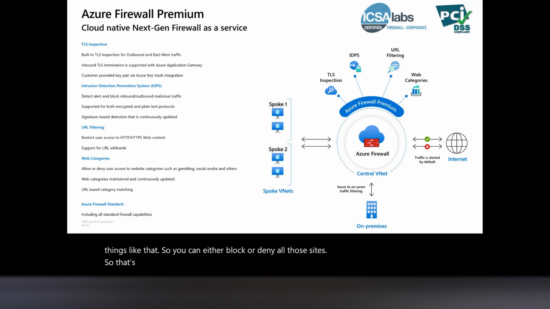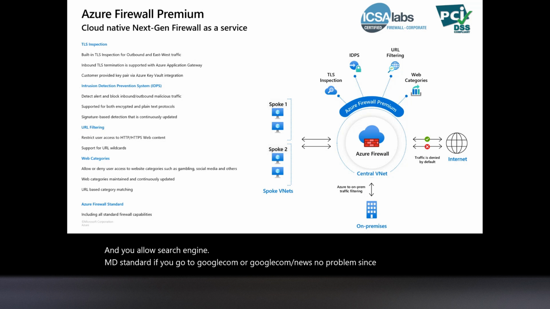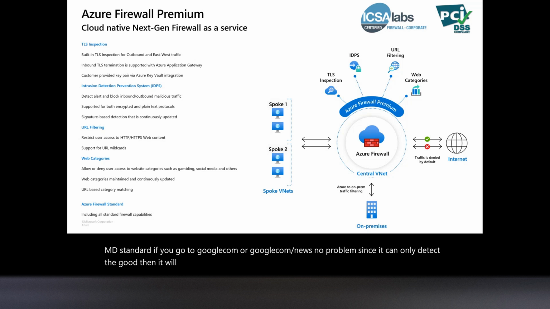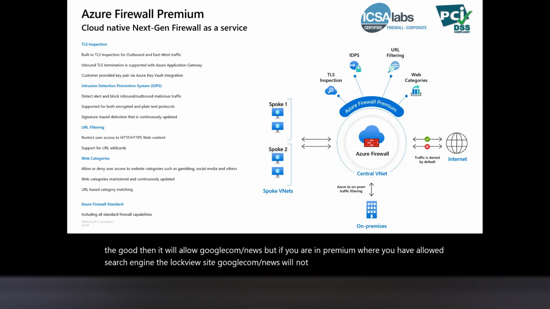So what will happen is, let's say you block news sites and you allow search engines. In Standard, if you go to google.com or google.com/news, no problem. Since it can only detect the FQDN, it will allow google.com/news. But if you are in Premium, where you have allowed search engines but blocked news sites, google.com/news will not be allowed. And we will see that in the demo as well. And also, it goes without saying that Azure Firewall Premium supports all the features of Standard.